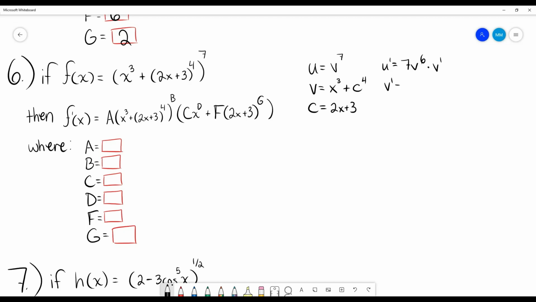Then the derivative of v, well, we've got our sum rule here. So first we take that right there, so 3x squared plus 4c to the 3rd. And since this has an inside, took the derivative of our outside, and then multiply that by the derivative of the inside. Notice we only multiply that bit there and not this whole bit, because this is just the outside there.